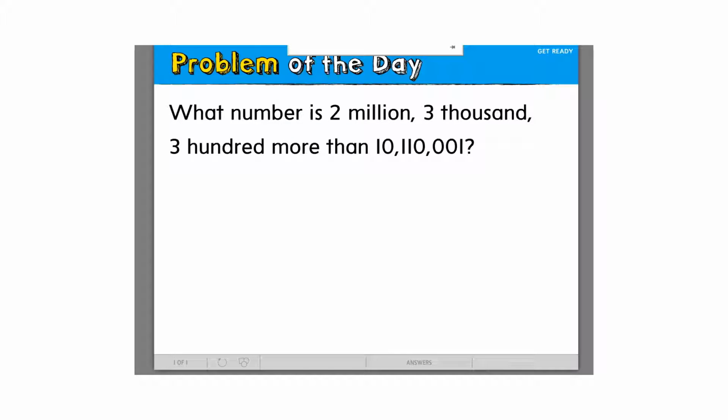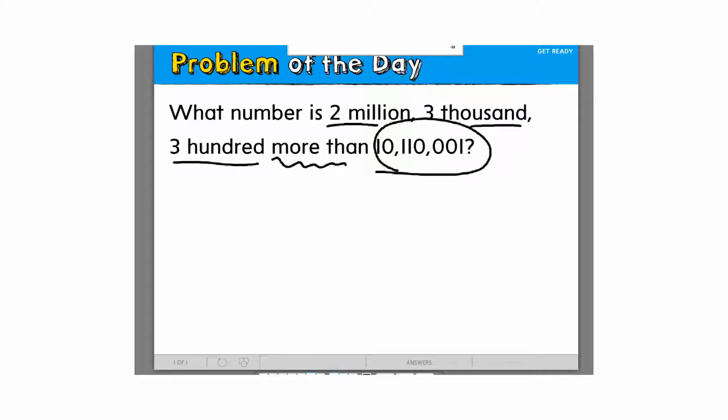Here's your problem of the day for your whiteboard, which is already in front of you. What number is 2,003,300 more than 10,110,001? So there's your number. Here's my clue of more than, and this number needs to be written in standard form before I can do any addition. We're adding, right, because we see the words more than. So to find a number that's more than another, you would add it.